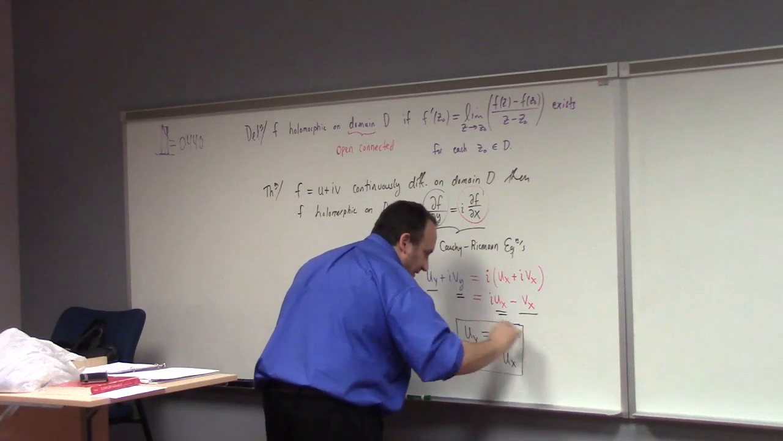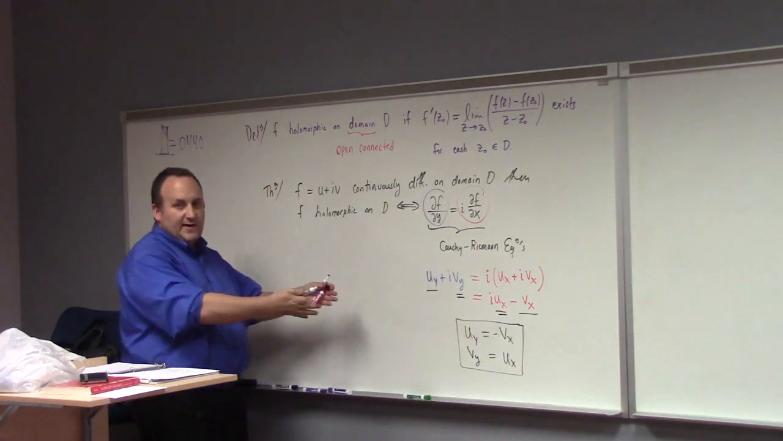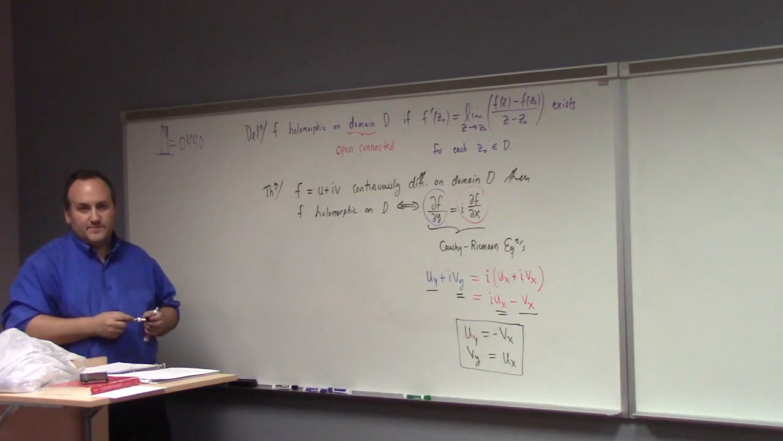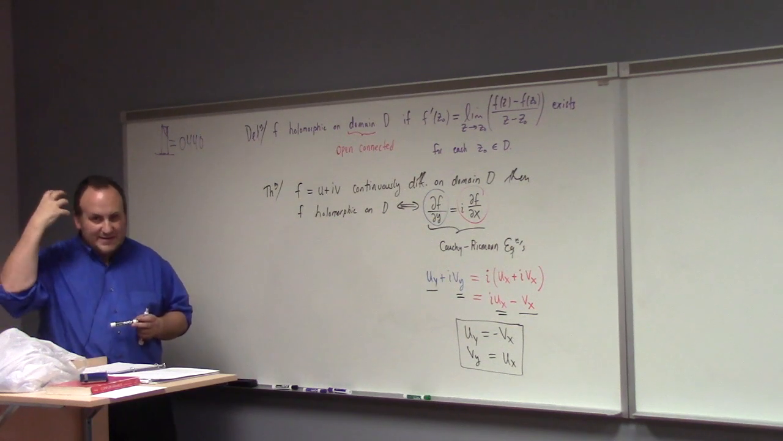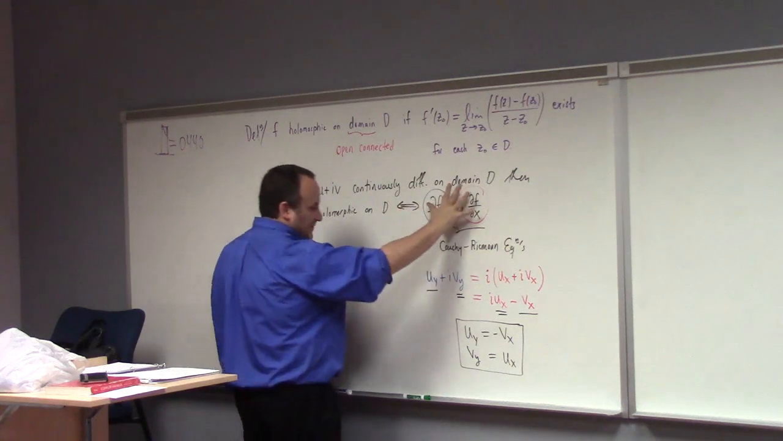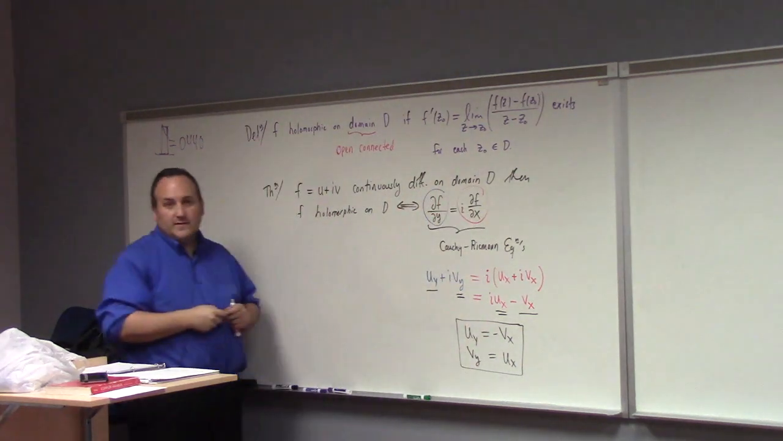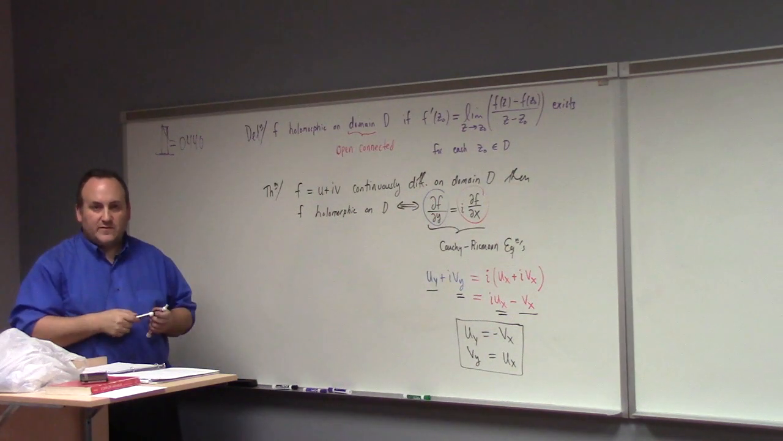Oftentimes, these or minus these are referred to as the Cauchy-Riemann equations. So when I talk about Cauchy-Riemann equations, you should understand that I freely go back and forth between this and this, and when it suits me, the Wirtinger.